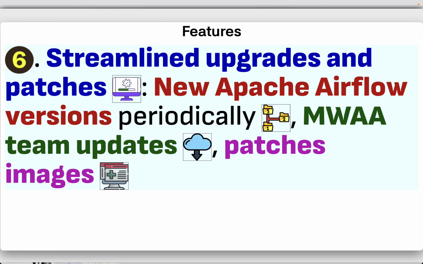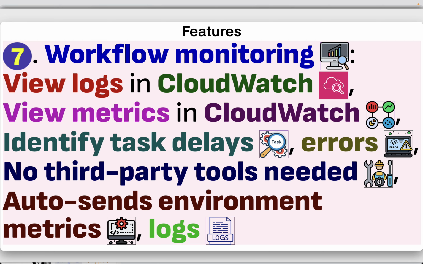Amazon Managed Workflow for Apache Airflow provides new versions of Apache Airflow periodically. Managed Workflow for Apache Airflow team will update and patch the images for these versions. You can view Apache Airflow logs and Apache Airflow metrics in Amazon CloudWatch to identify Apache Airflow task delays or workflow errors without the need for additional third-party tools. Amazon Managed Workflow for Apache Airflow automatically sends environment metrics and, if enabled, Apache Airflow logs to CloudWatch.